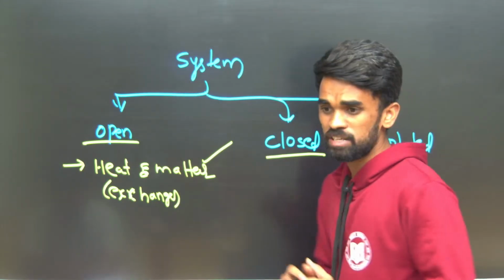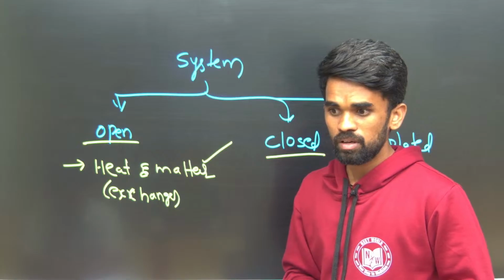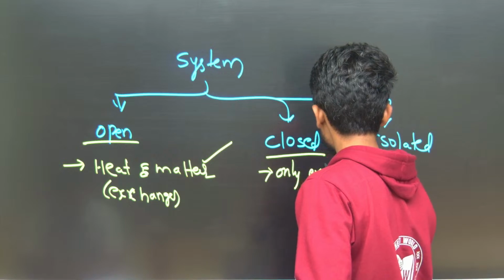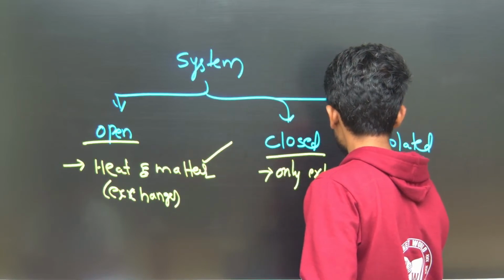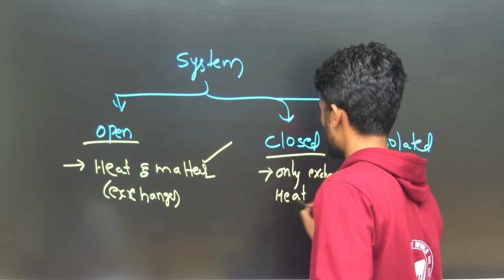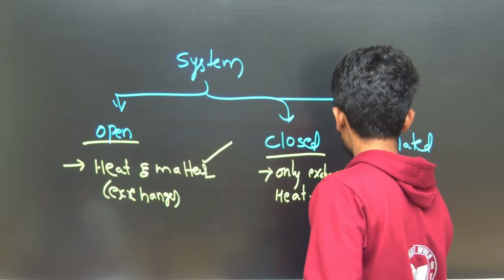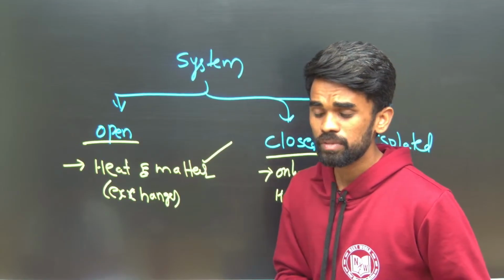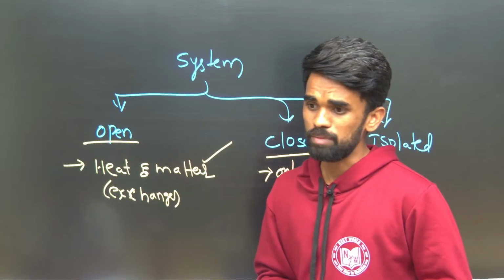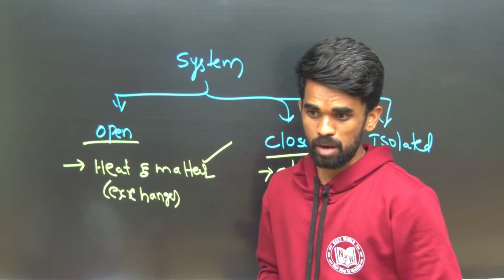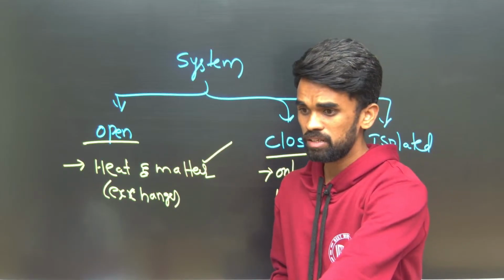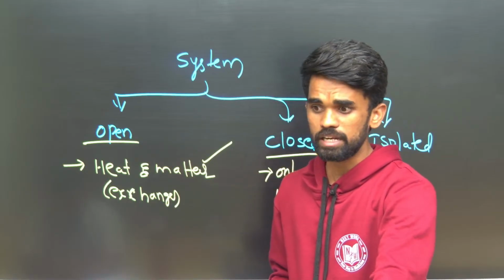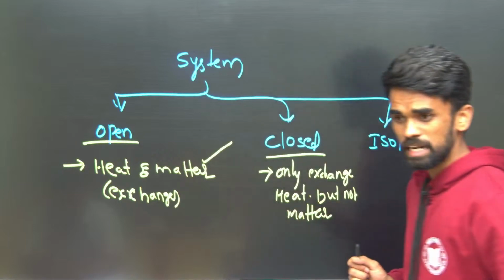Next, what about a closed system? There is only exchange of heat, but not matter. Something like a bottle with a closed cap. Is there any exchange of matter? No. Matter won't come out, but heat can be transferred from inside to outside. So that is considered a closed system.